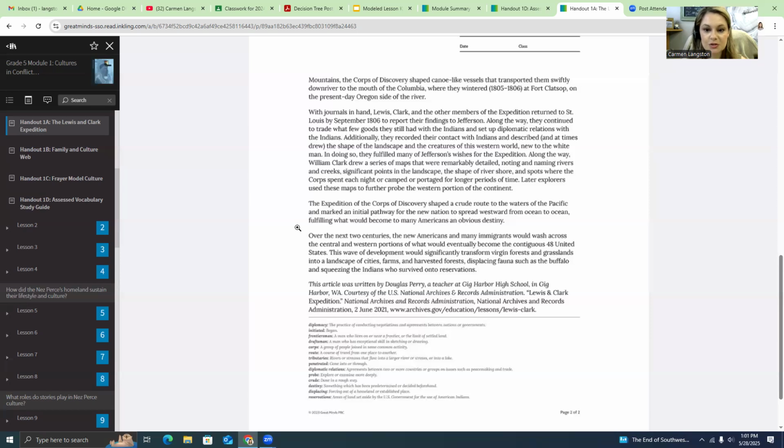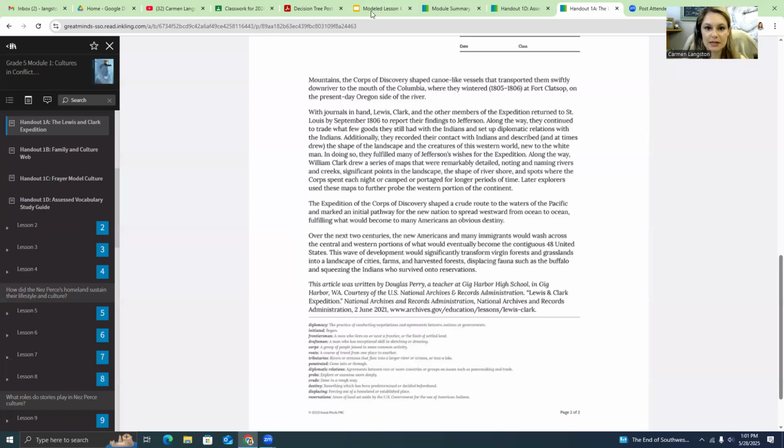Over the next 2 centuries, the new Americans and many immigrants would wash across the central and western portions of what would eventually become the contiguous 48 states. This wave of development would significantly transform virgin forests and grasslands into a landscape of cities, farms, and harvested forests, displacing fauna such as the buffalo and squeezing the Indians who survived onto reservations. And then we won't read the last part.